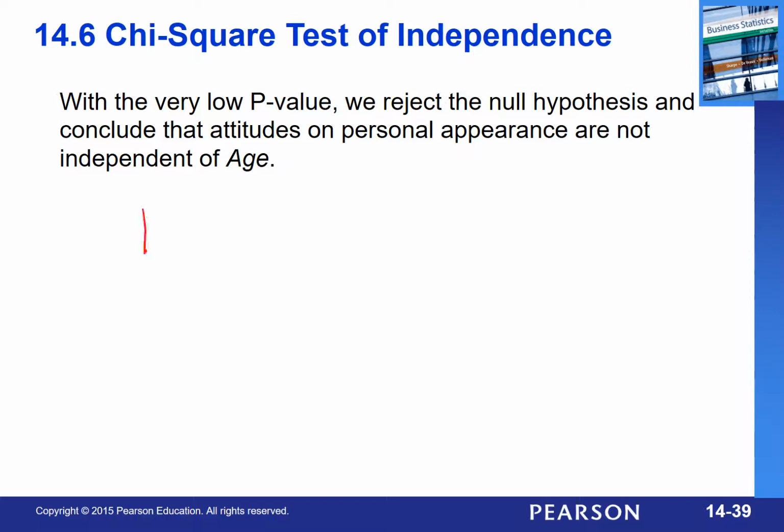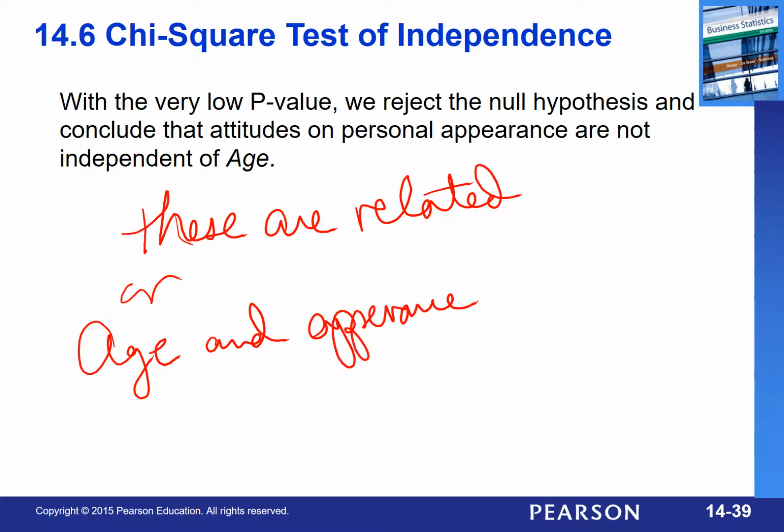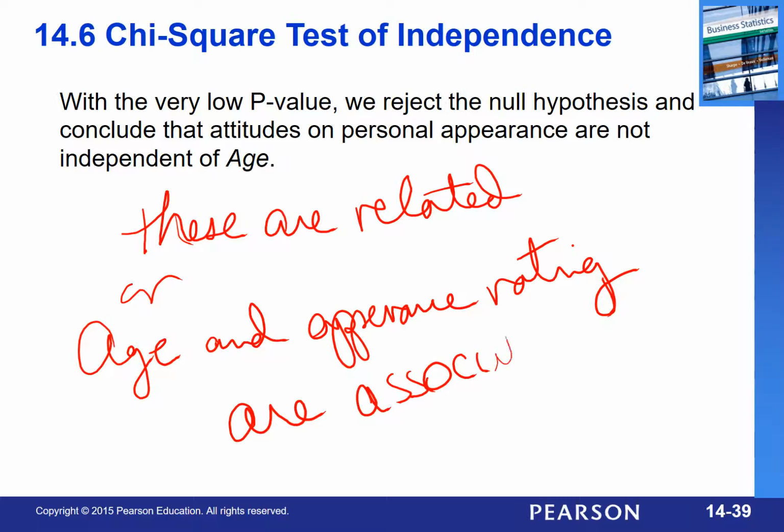I'm going to write those on here. So again, we'd say these two, or you could say age and appearance rating, are associated. So I got lazy with this one, but they are related. So these are associated with each other.